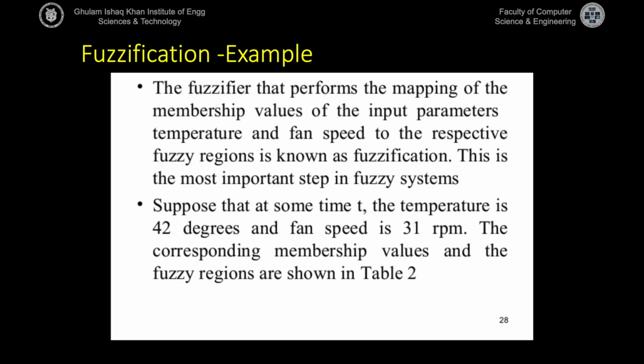So here is the problem that you need to clearly identify. I'm going to take a particular situation. Suppose that at a particular time t, the temperature is 42 degrees and the fan speed is 31 revolutions per minute. So here are the 2 input crisp values. The crisp value for temperature is 42 degrees and for fan speed it is 31 revolutions per minute. Both my parameters now have a crisp value given to us. So now what I need to do is use a fuzzification unit, or fuzzifier, that is going to convert these crisp values into their corresponding fuzzy terms.